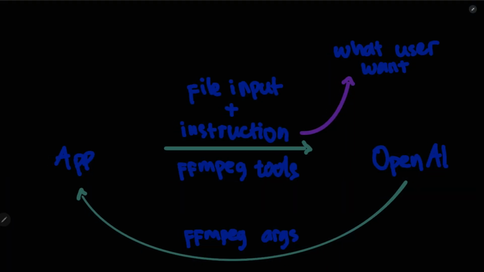To generate the arguments dynamically, we will use the OpenAI API. Our app will take two inputs: the file itself, and the instruction on what the user wants to do with the file input. We will send the user's input alongside the FFmpeg tools into the OpenAI API, and it will return the appropriate arguments. After that, we will execute the FFmpeg binary just like before, but this time we are using the arguments that were built through the OpenAI API.